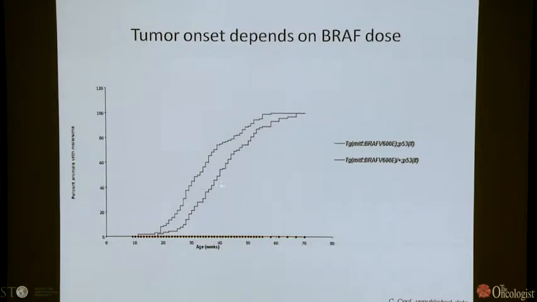It is dependent on the dose of BRAF, so a single copy of BRAF is here and a double copy, or the other way around. So double or homozygous BRAF develop tumors much more quickly, which is really not too surprising.